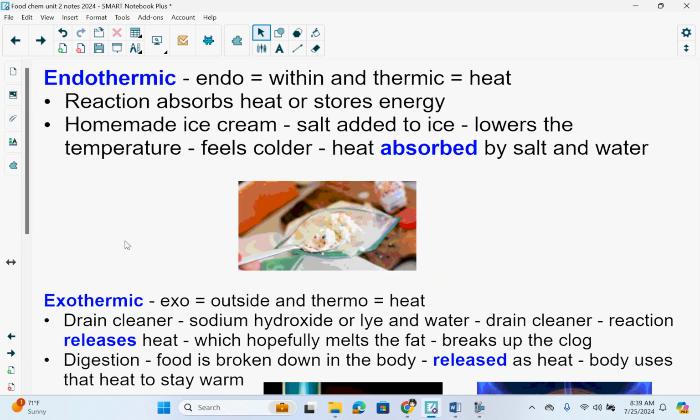Endothermic. Endo means within and thermic means heat. This is a reaction that absorbs heat or stores energy. Homemade ice cream, right? You add salt to ice and that lowers the temperature of the water. It drops the freezing point, so that ice now feels colder. This is heat that was absorbed by the salt and the water, so it feels colder and allows you to make homemade ice cream.